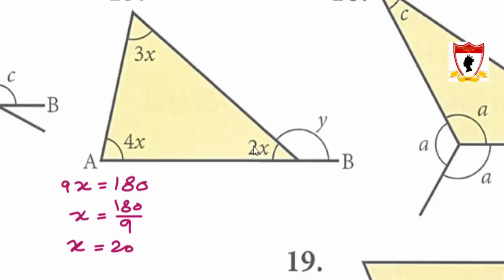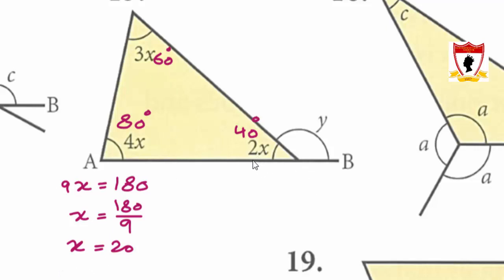Okay, x is 20, so 2x must be 40 degrees. 4x is 80 degrees. And 3x is 60 degrees. Now, to double check this answer, 60 plus 40 is 100 plus 80, it's 180. So we got the value of x right.